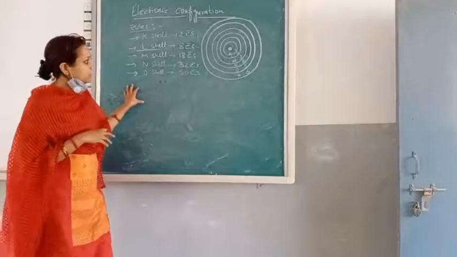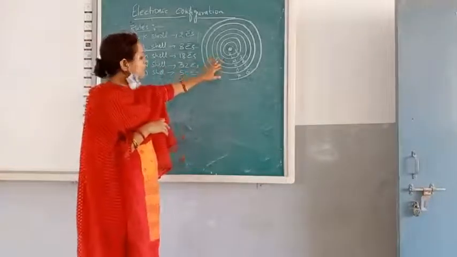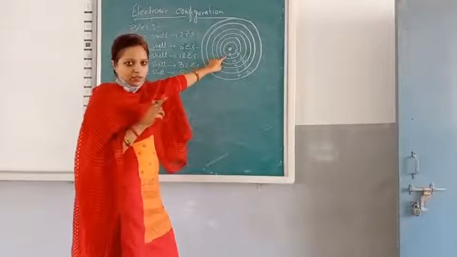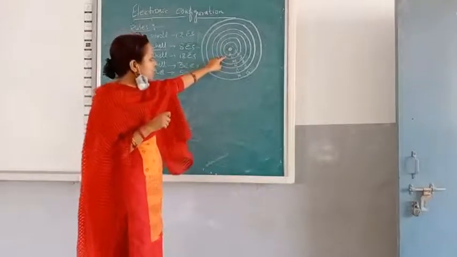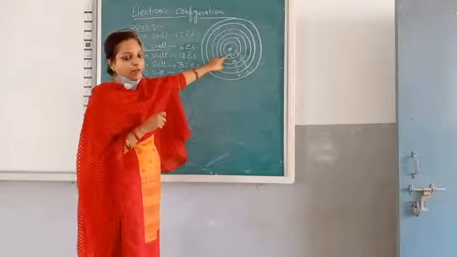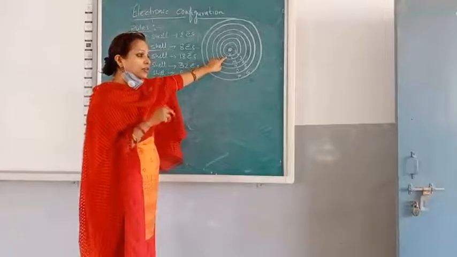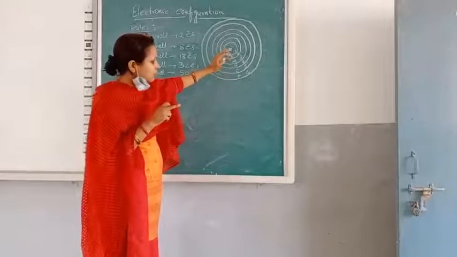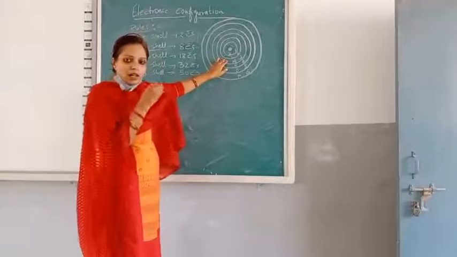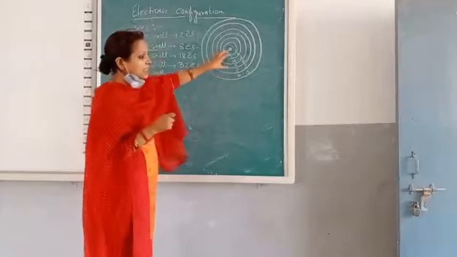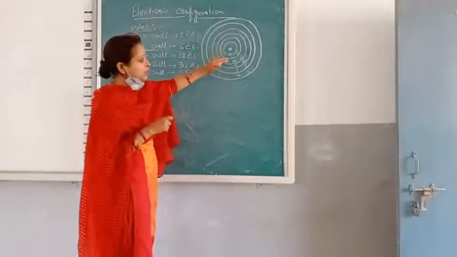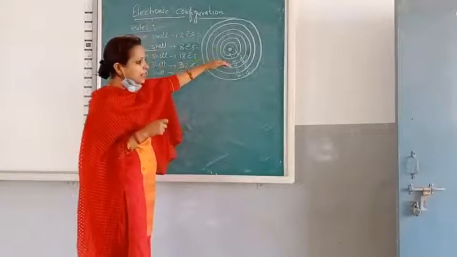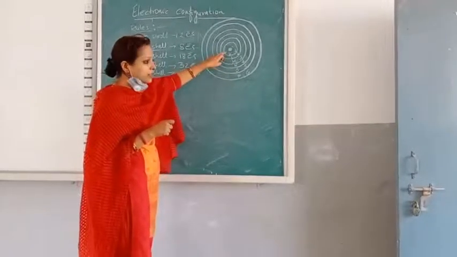The third rule: electrons are not filled in a given shell until and unless the inner shell has been filled up. First the inner shell electrons are filled, and after filling the maximum electrons in the inner shell, the other electrons are filled in the higher shell. So we can say that electrons are filled in a stepwise manner, that is, from lower energy level to higher energy level. Which is the lower energy level?